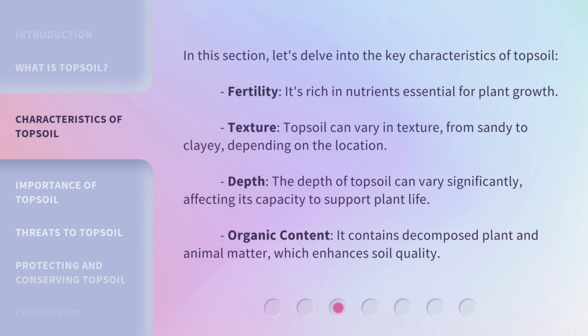In this section, let's delve into the key characteristics of topsoil. Fertility: it's rich in nutrients essential for plant growth. Texture: topsoil can vary in texture, from sandy to clayey, depending on the location. Depth: the depth of topsoil can vary significantly, affecting its capacity to support plant life. Organic content: it contains decomposed plant and animal matter, which enhances soil quality.